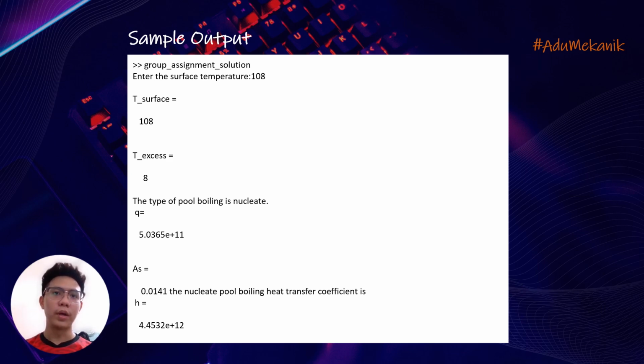And then we get the pool boiling heat flux, which is 5.0365 exponent 11. And then we get the nucleate pool boiling heat transfer coefficient, which is H equal to 4.4532 exponent 12. And that's all from us.